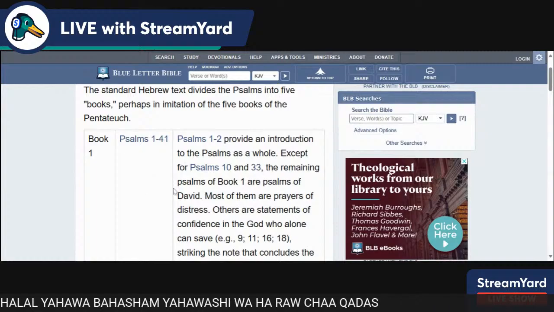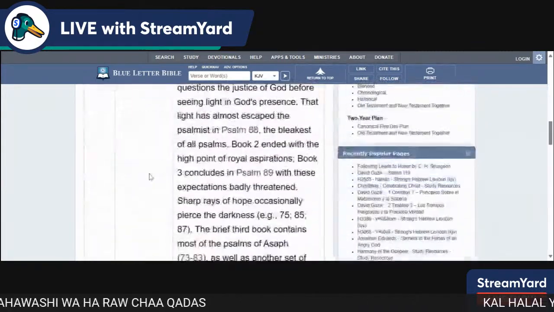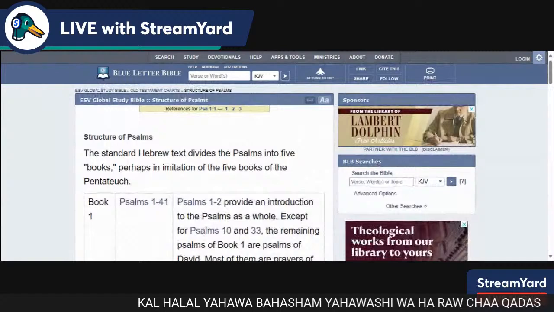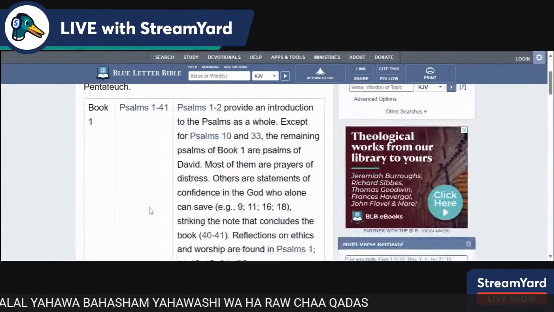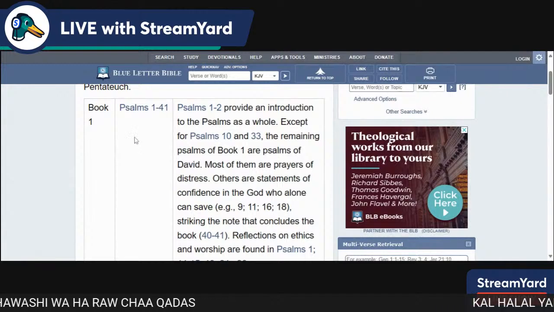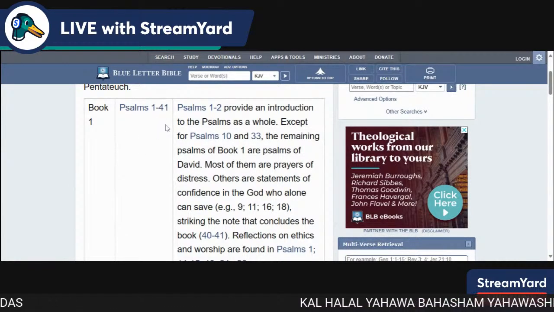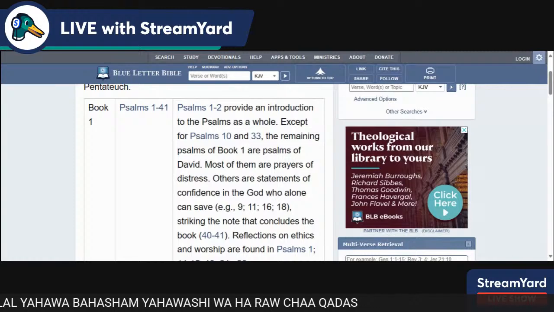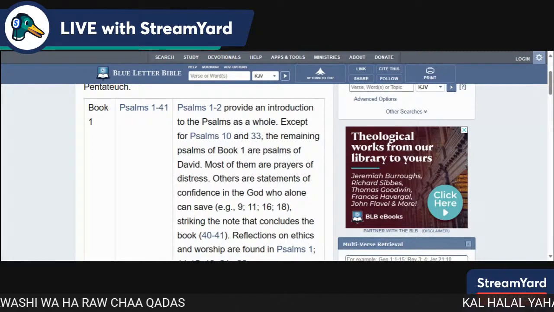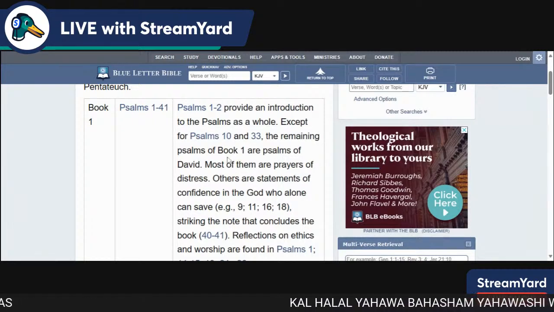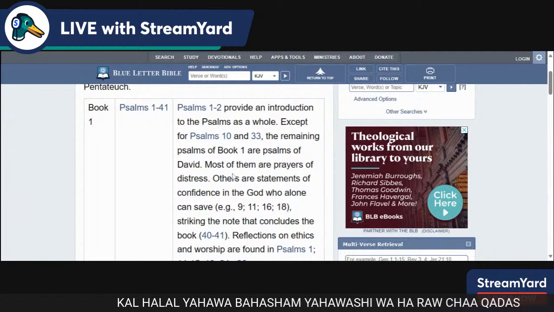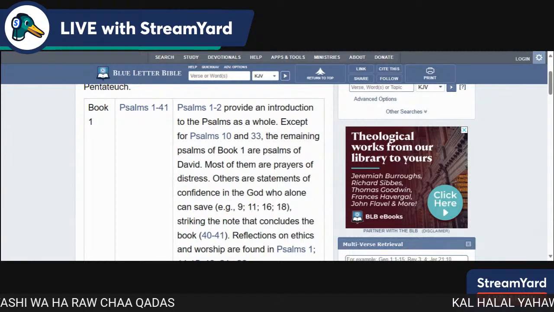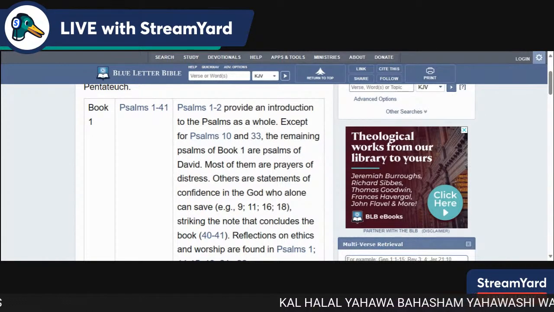As you can see, there are 5 books in Psalms, and we'll discuss each book, starting with Book 1. Book 1 goes from Psalms 1 to 41. Psalms 1 and 2 provide an introduction to the Psalms as a whole, except for Psalms 10 and 13. The remaining Psalms of Book 1 are Psalms of David, which means that King David wrote these Psalms. Most of them are prayers of distress. Others are statements of confidence in the God who alone can save.